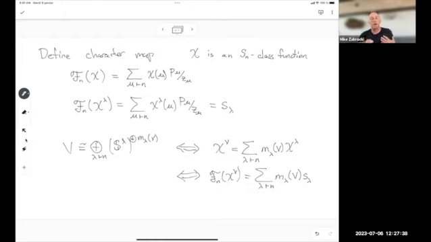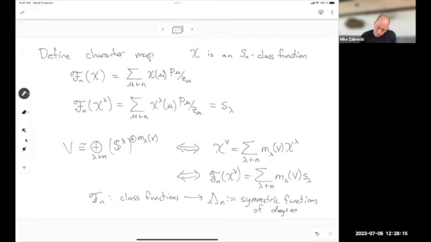So the Frobenius map allows us to do linear algebra inside the ring of symmetric functions. It just says that the class functions and the ring of symmetric functions are isomorphic. So the Frobenius map maps class functions onto lambda n, and this is symmetric functions of degree n.